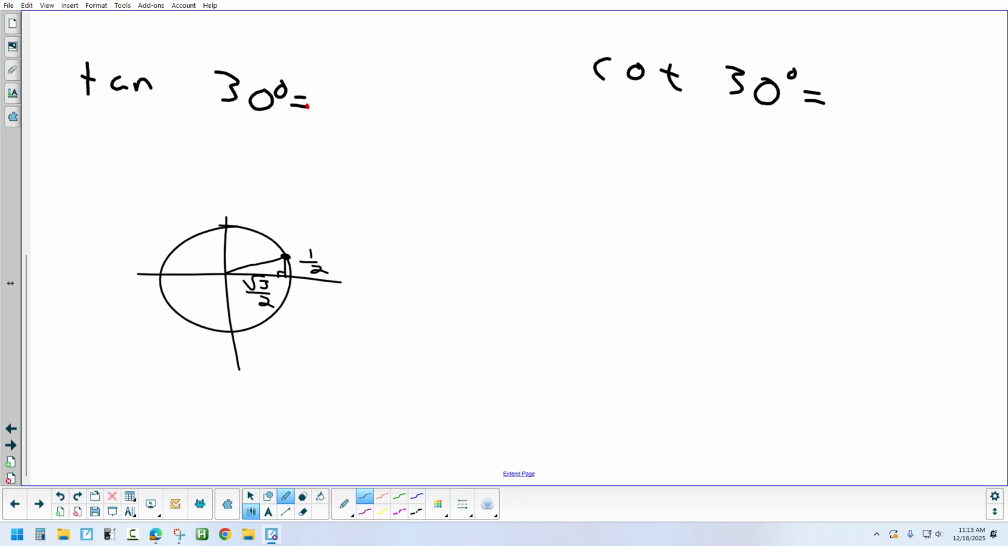Is there any question how I used the picture to figure that out? If it was the 60, it would have been the opposite. The short side would have been on the bottom, and the tall side would have been the y. But this one we do want root 3 over 2, 1/2.